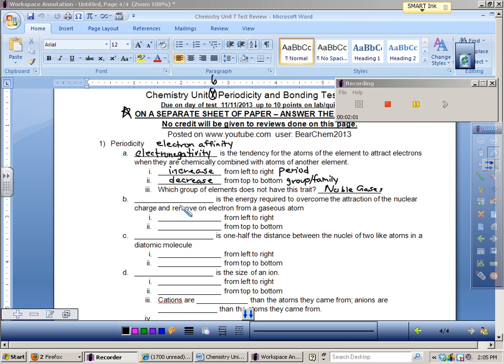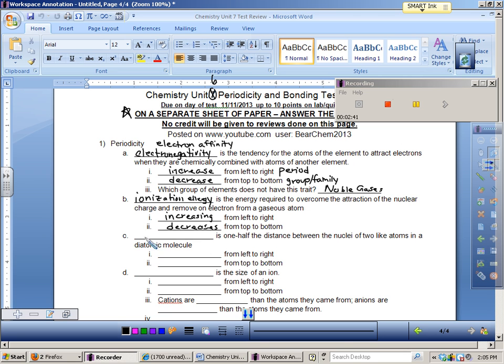The energy required to overcome the attraction and allow us to remove an electron is going to be known as ionization energy. If we look at our period trend left to right, it is increasing because those at the far right, remember, are trying to get electrons to complete their octet. Those at the far left are trying to give them away. As we go top to bottom, it's going to decrease because it gets easier to pull an electron from an element that has lots of electrons.